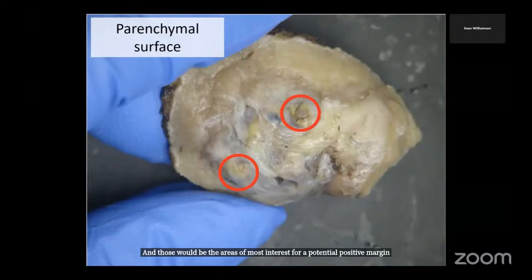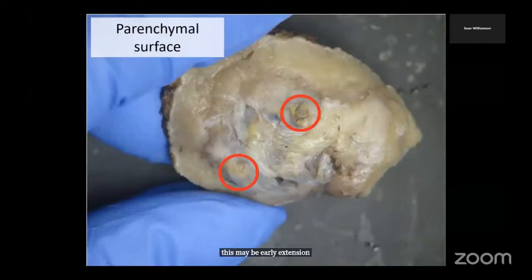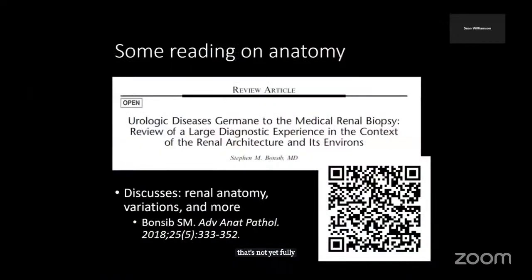However, I think you can even make out here there might even be sort of a thin membrane over these areas of yellow tumor. It doesn't look like the tumor has been transected. This may be early extension into vessels where there's just a very small thrombus that's not yet fully into the vein.